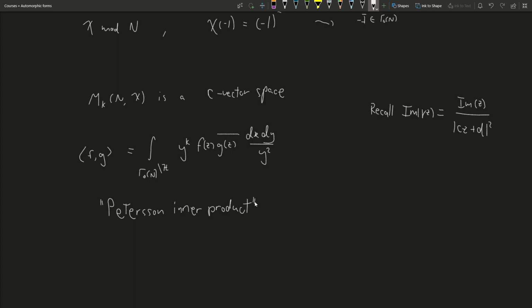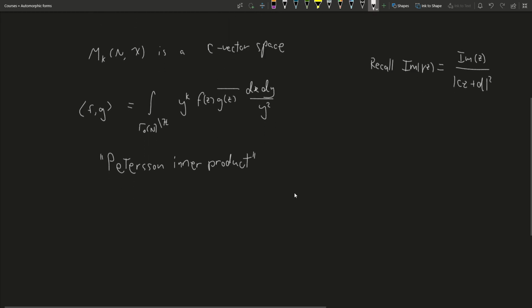And this Petersson inner product has all the nice properties. I don't think this is a Hilbert space because it ends up being finite dimensional, but you can pick some orthonormal basis with respect to the Petersson inner product.